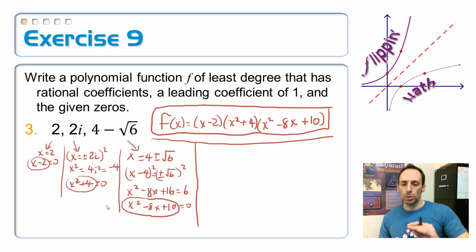And then for the last one, it's irrational. It must come in pairs, so 4 plus or minus the square root of 6. Subtract the 4 over, square both sides, and then get that 6, subtract that 6 back over to the other side. There's your next quadratic factor. And I just lined them all up. You can expand it if you wanted to, if you had an extra 25 minutes on your hands. But that's good enough for us. All right, that's it.